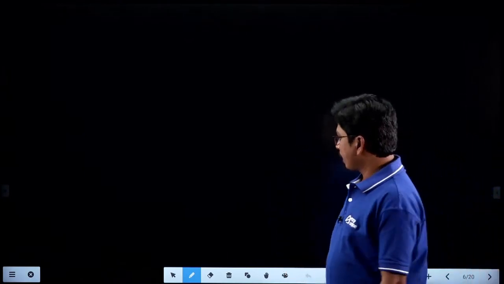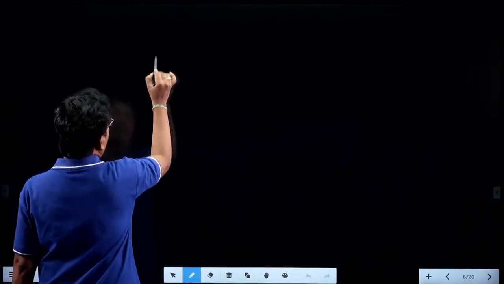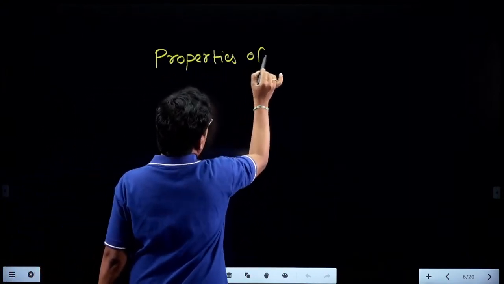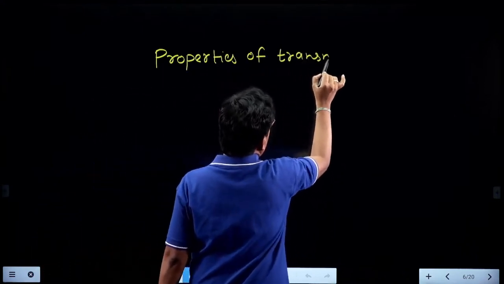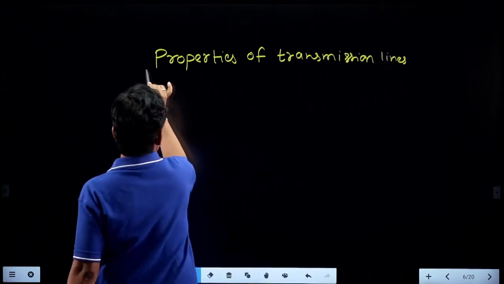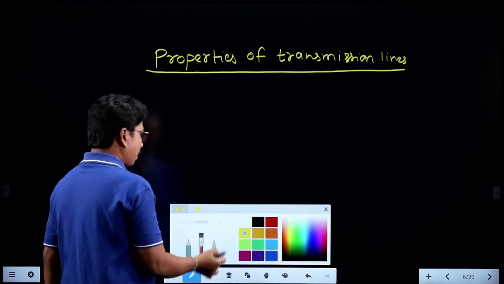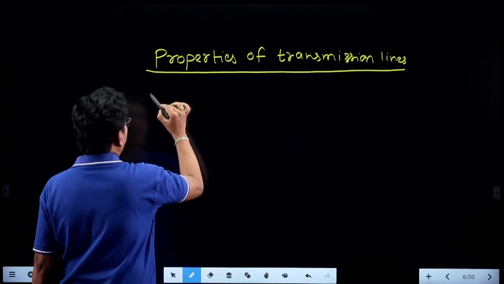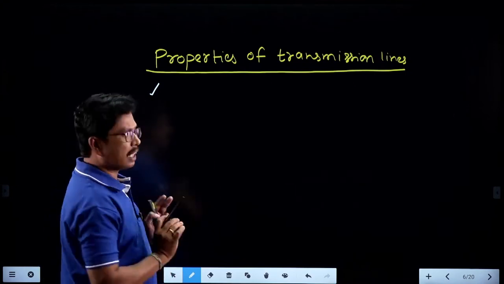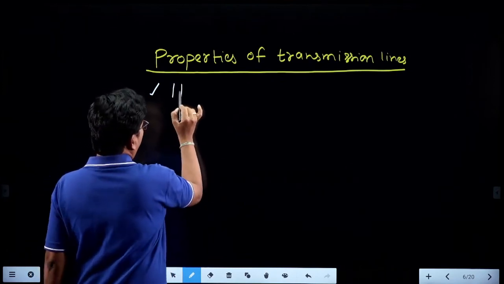So first of all, we'll see what are the properties of the transmission line. Tell me, students, the properties of transmission lines. Can you tell me some properties of the transmission lines? Right. The first property we can give is that it should have high conductivity. That is the basic property of a conductor. The transmission lines are nothing but conductors. The first property we can take is high conductivity. It should have high conductivity.